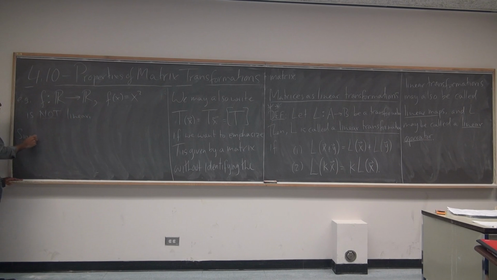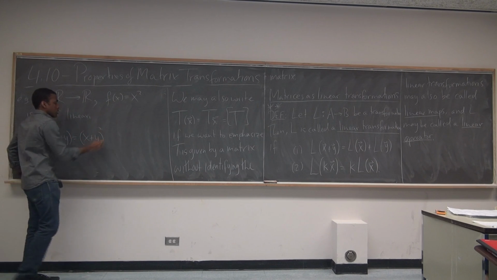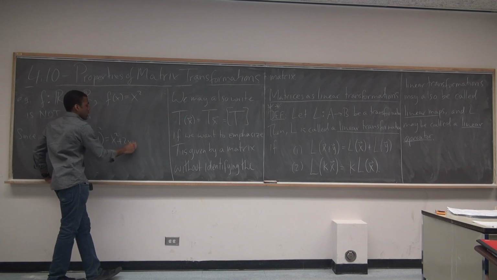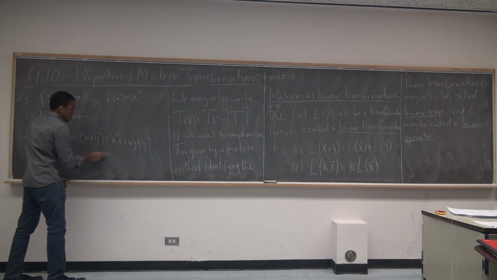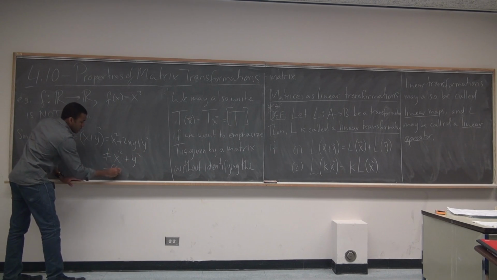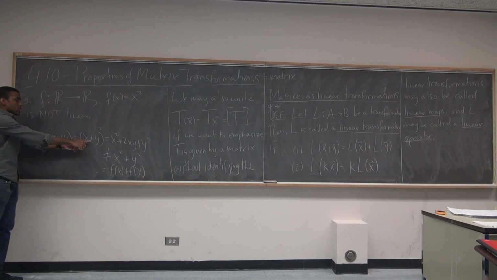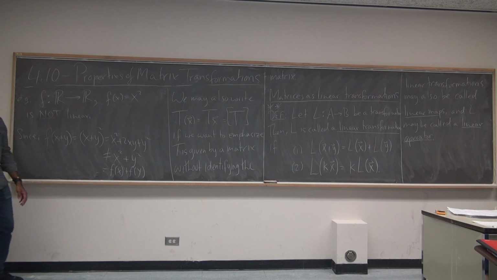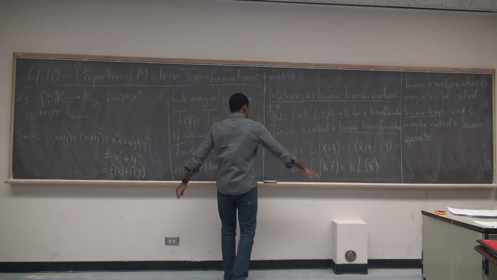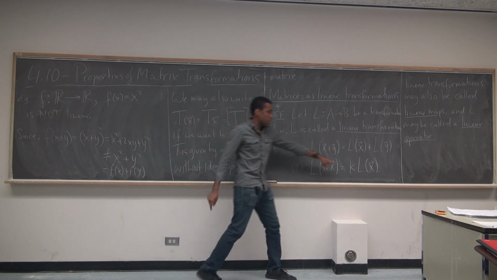Since if I take f of x plus y, this will give me x plus y squared, which is x squared plus 2xy plus y squared, which is not the same as x squared plus y squared, which would be f of x plus f of y. Right? So the addition in the domain does not equate to addition in the range, so it's not a linear transformation, because point 1 fails. Point 2 also fails, because if I throw a scalar in here, then I'd get the square of the scalar, not the original.